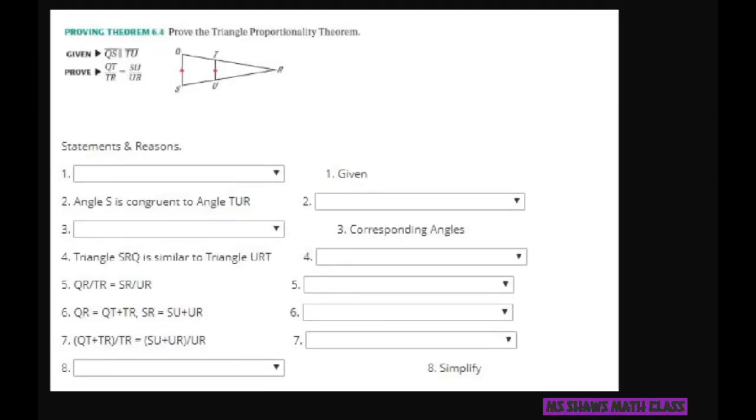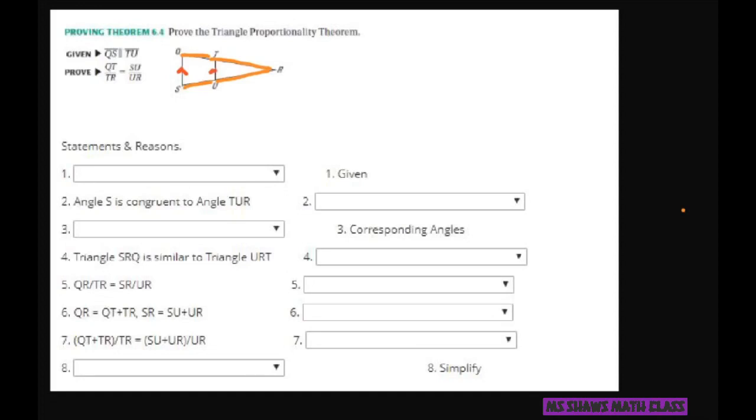Hey everyone, we're going to prove Theorem 6.4, the triangle proportionality theorem. So we're given that these two lines are parallel, and we need to prove the theorem that QT divided by TR equals SU divided by UR, and that's the theorem.